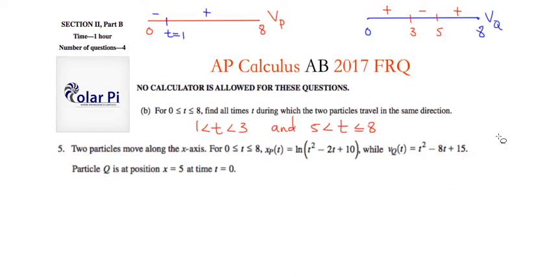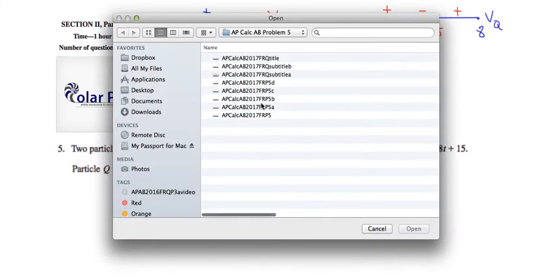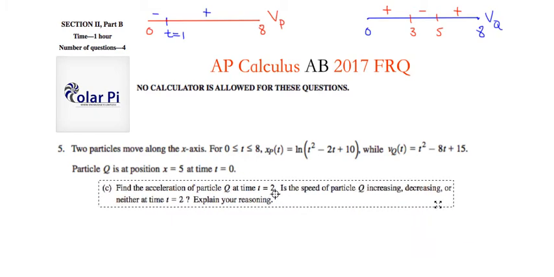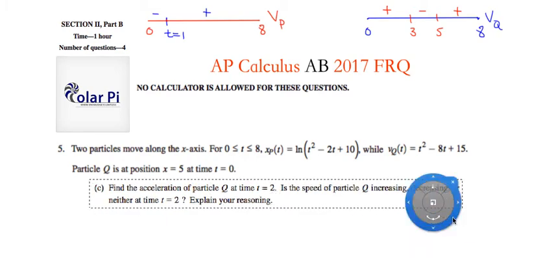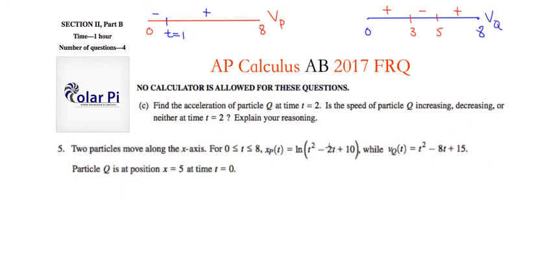Part C. What does part C say? Let me first get rid of this, guys. All right, so part C says this, which is a lot. It is: find the acceleration of the particle Q at time t equals 2 and see if the particle Q is increasing its speed, decreasing its speed, or neither at time t equals 2. All right, very predictable, right? They always love asking questions like this.